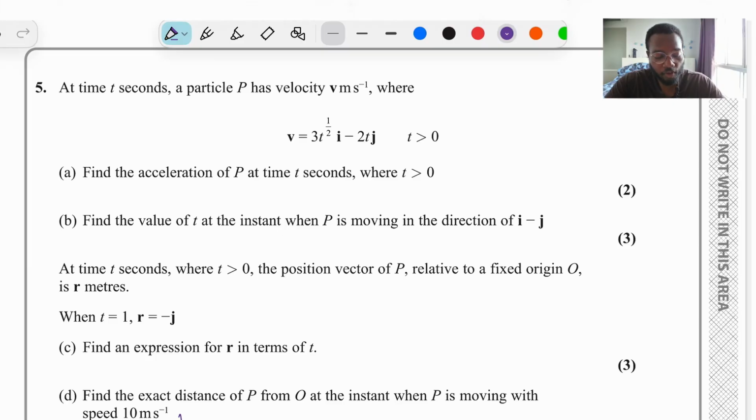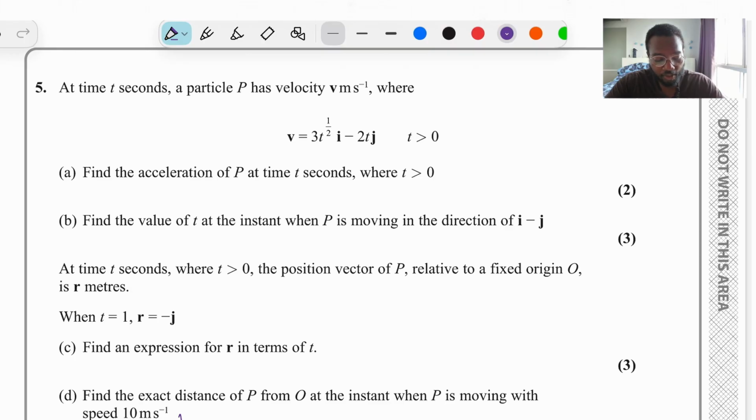So for question 5, we have at time t seconds, the particle P at velocity v meters per second, where v is equal to 3t to the power of a half i minus 2tj, where t is greater than 0, and we need to find the acceleration of P at time t seconds, where t is greater than 0. So for this question, it's like a variable acceleration question with vectors.